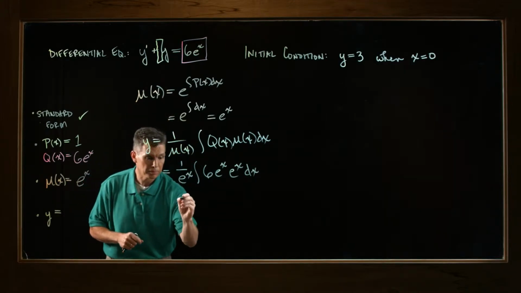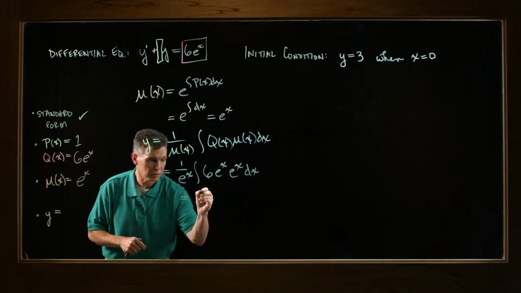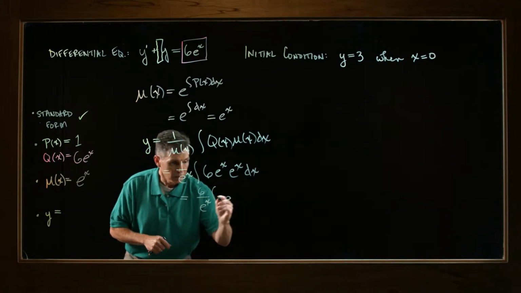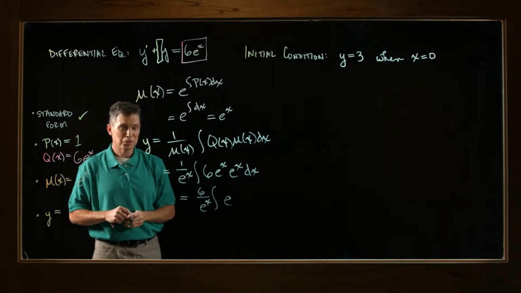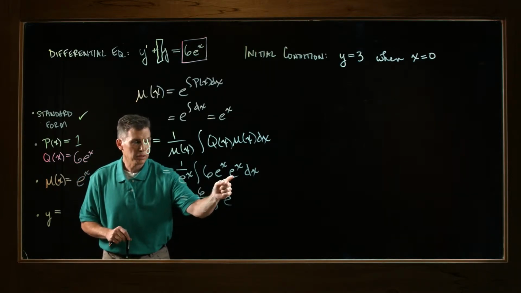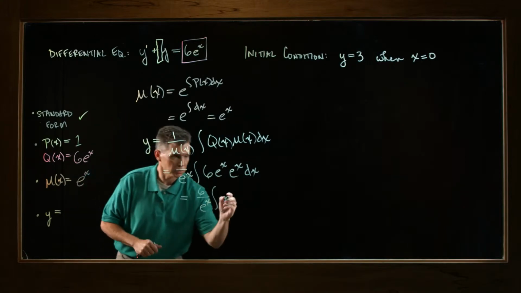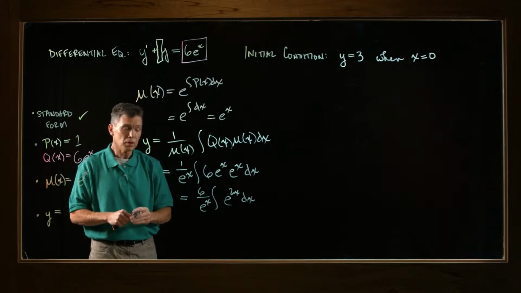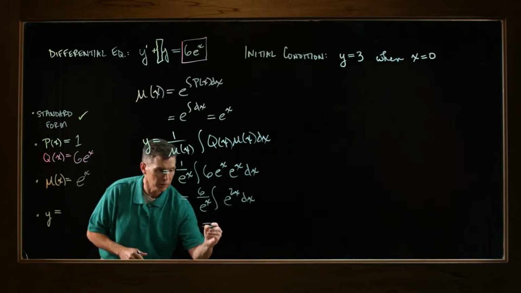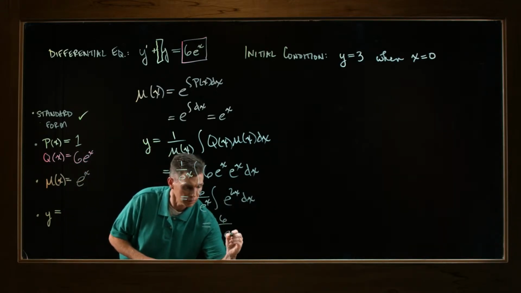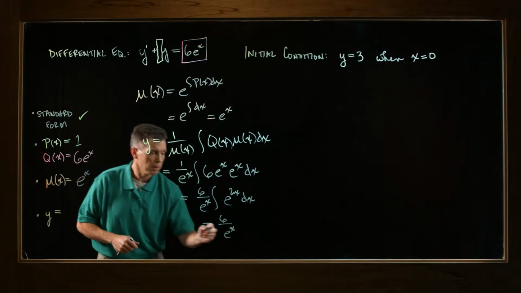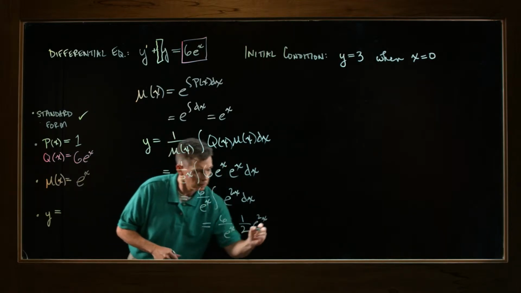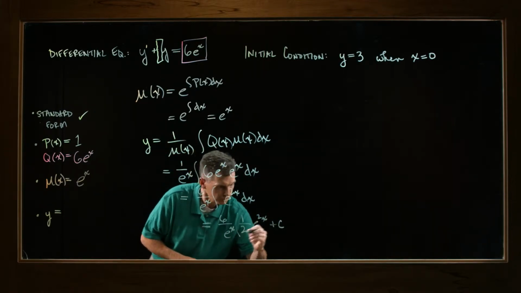Clean up just a little bit. I would pull this constant factor of 6 out. And then just a little bit of algebra, but always be careful with your algebra. E to the x times e to the x, you're adding exponents, so we would get e to the 2x dx. Now with that integral, we can evaluate. We still have the 6 e to the negative x out in front. And this evaluates to 1/2 e to the 2x plus c.